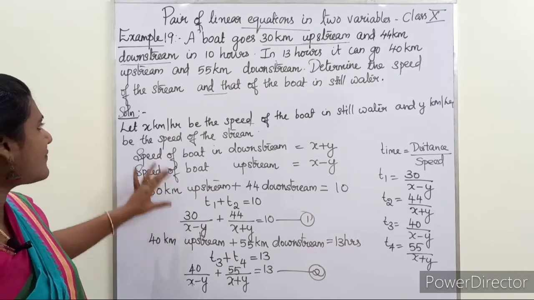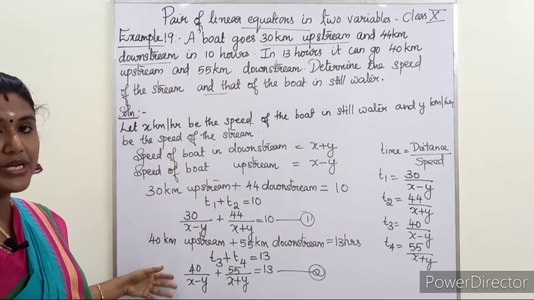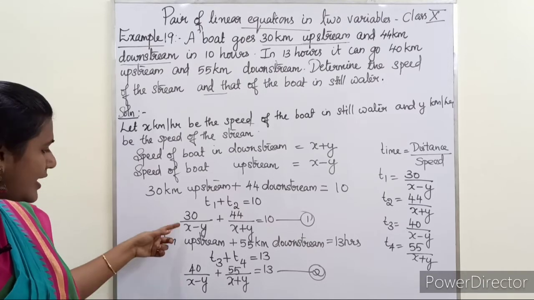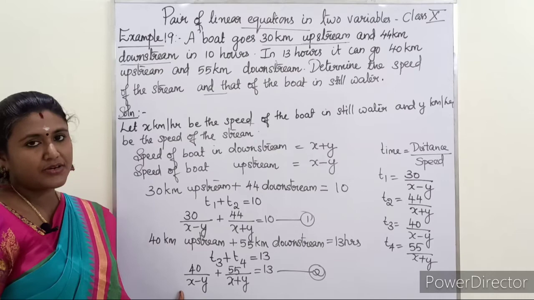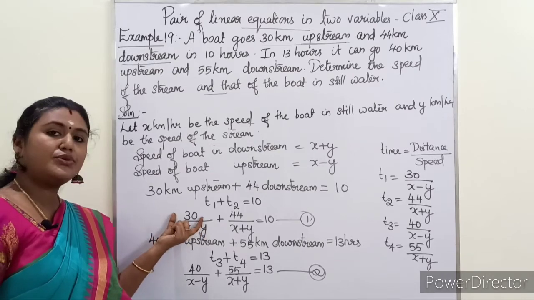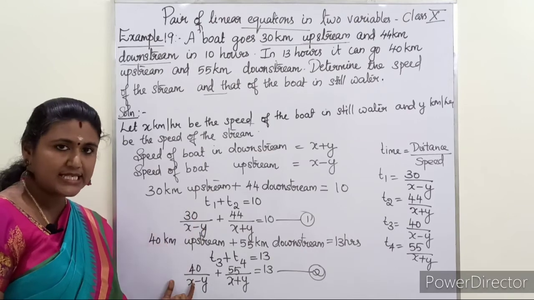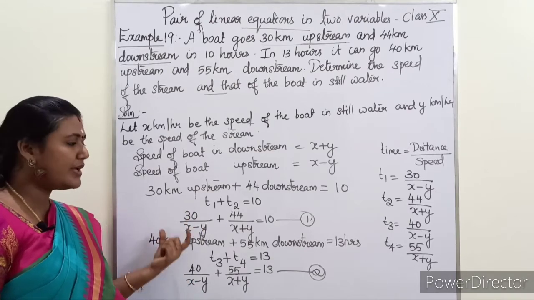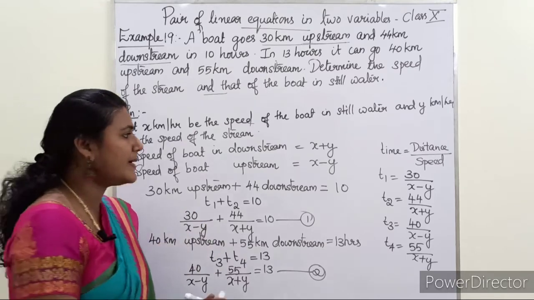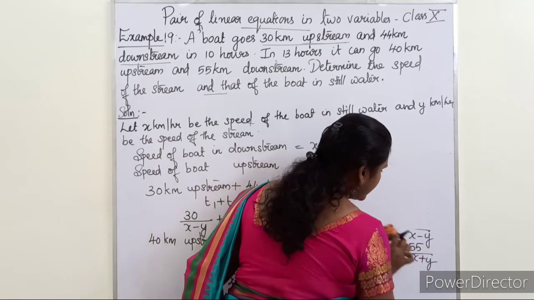Okay, so from the given situation we got two equations, and you see that these two equations are not in linear form. So what we have to do is, by giving a suitable substitution, first change these equations into linear form, and then by solving, find the values. Okay, so first we will start with these two equations.